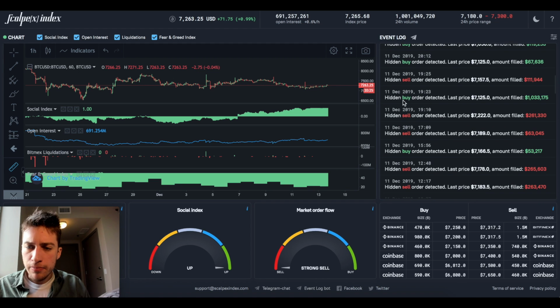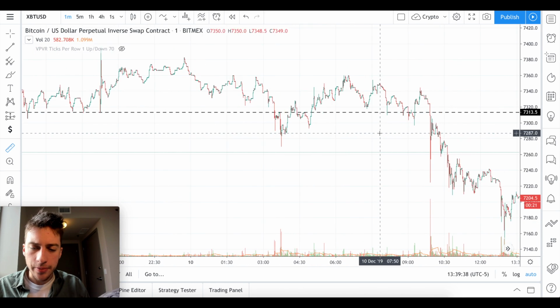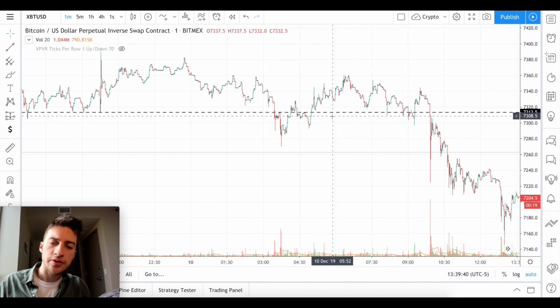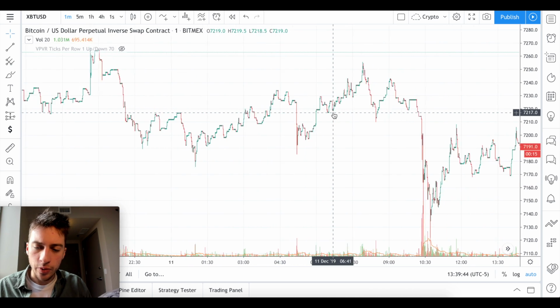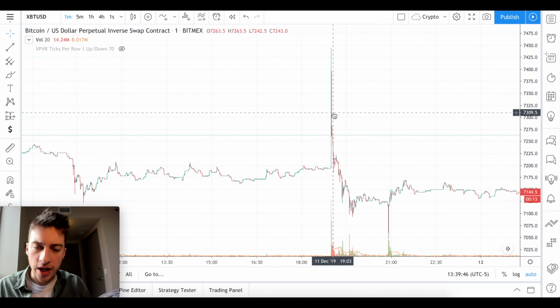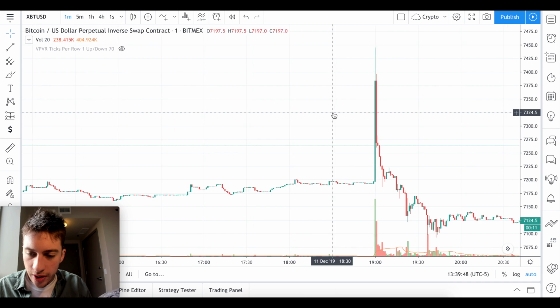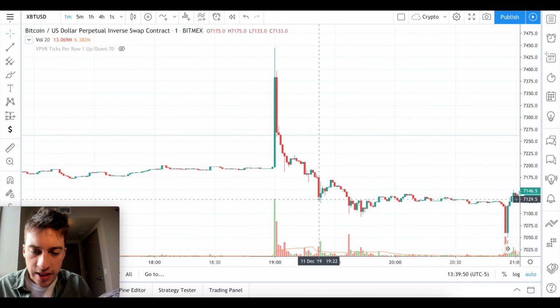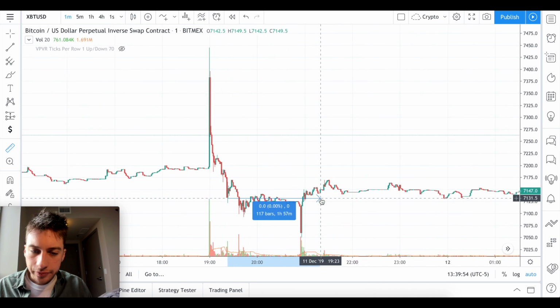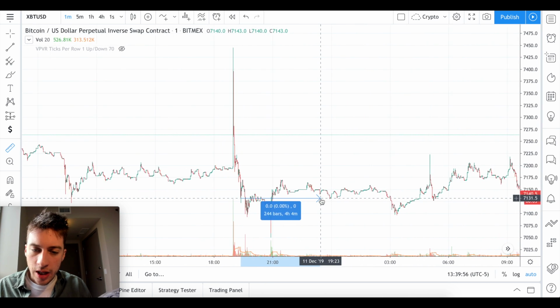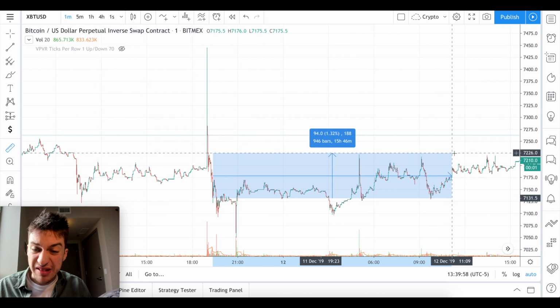Now, there was also $1 million at 19:23, 11th of December. Let's go take a look at that $1 million that was filled. Some guy really wanted to buy at 19:23. Why did you want to buy so bad at 19:23? So he really wanted to buy here. Bought there. And that would have been a decent spot to have bought.